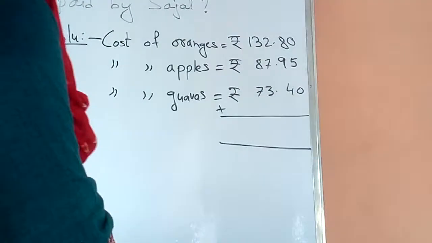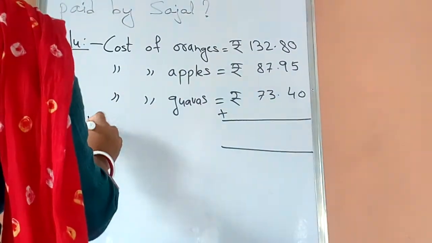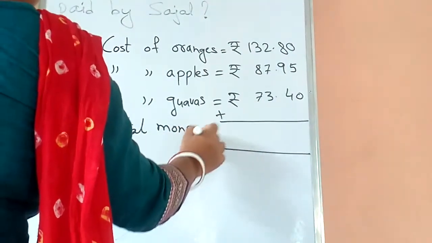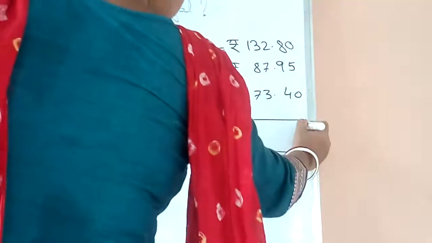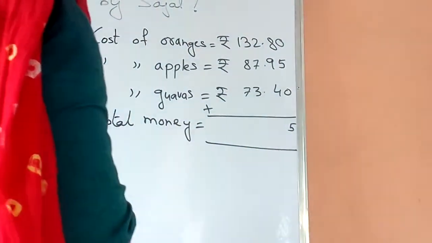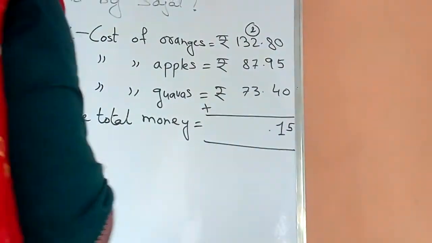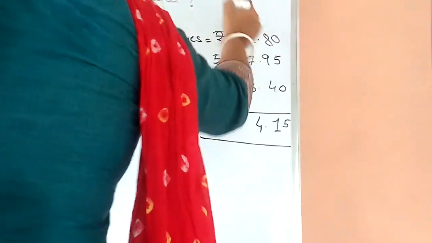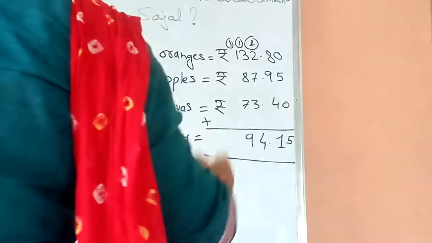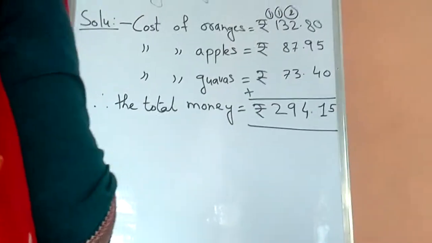That means you have to add. Okay, so let's add. Therefore the total money is equal to, this will be 5, then 8 plus 4, 12, 13, 14, 15, 16, 17, 18, 19, 20, 21, carry 2, 7, 10, 14, carry 1, 7, 10, 18, 19, carry 1, 1 plus 1, 2, that is rupees 294 and 15 paise.